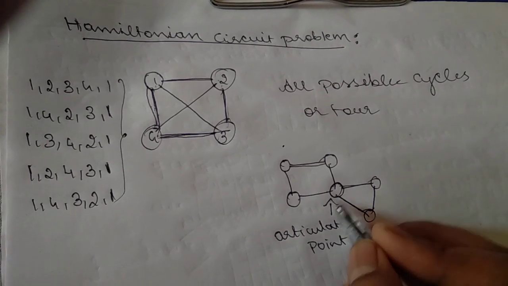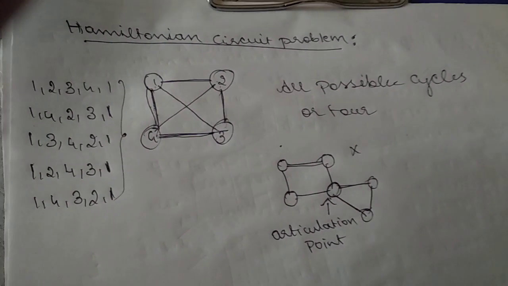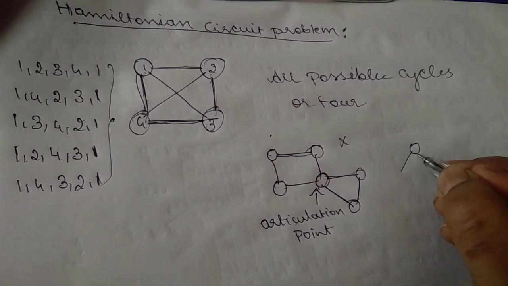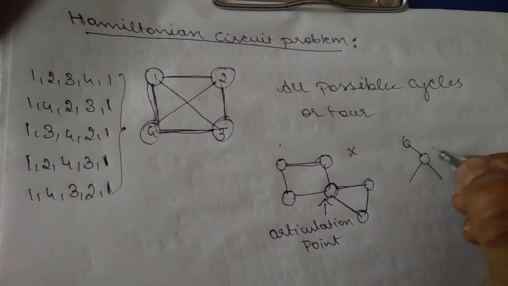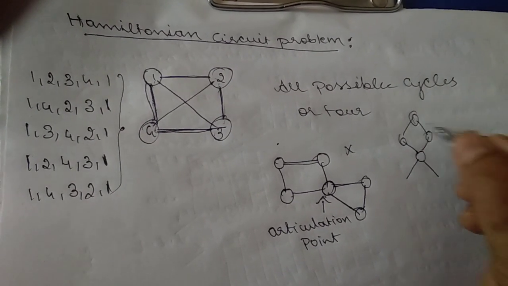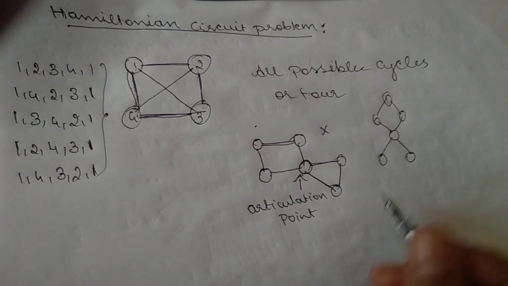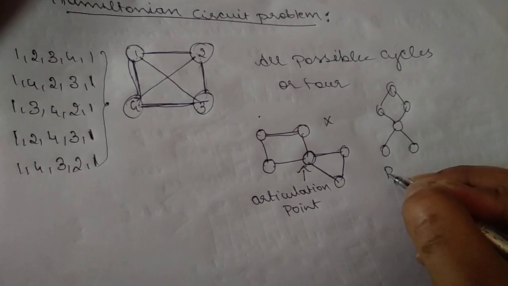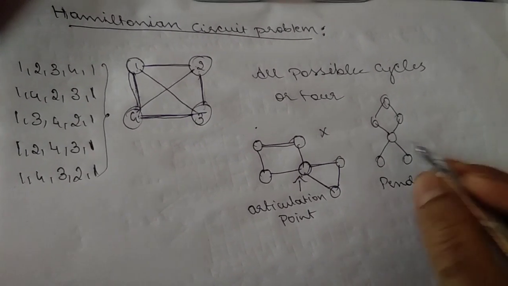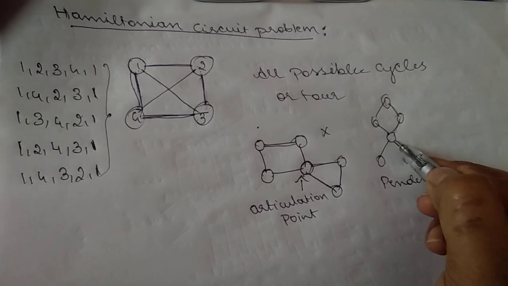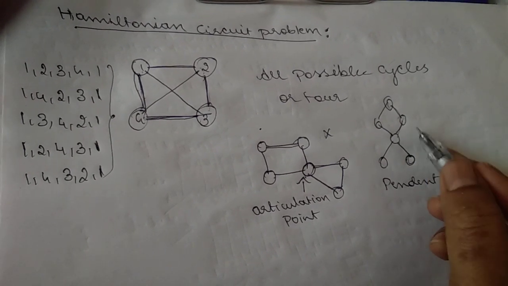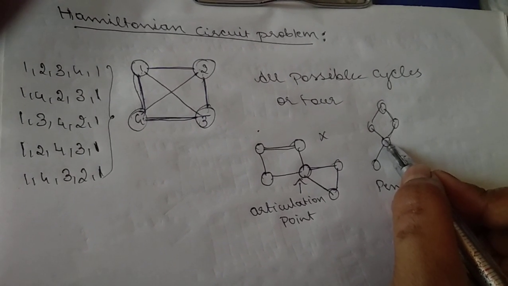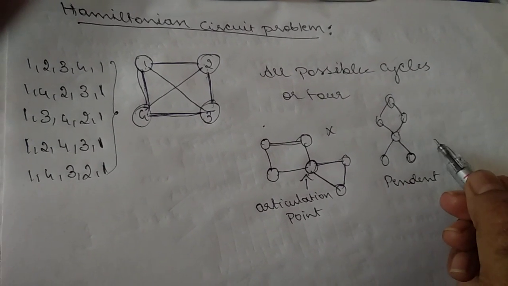If this is present, then a Hamiltonian cycle is not possible. Or else, if I have a pendant vertex like this. A pendant vertex means it is not connecting to anyone, like your leaf nodes. From here I'll come here, then here, then here. There is no path to go back, and again I cannot go from here, because you cannot visit the same vertex twice in the Hamiltonian circuit problem.